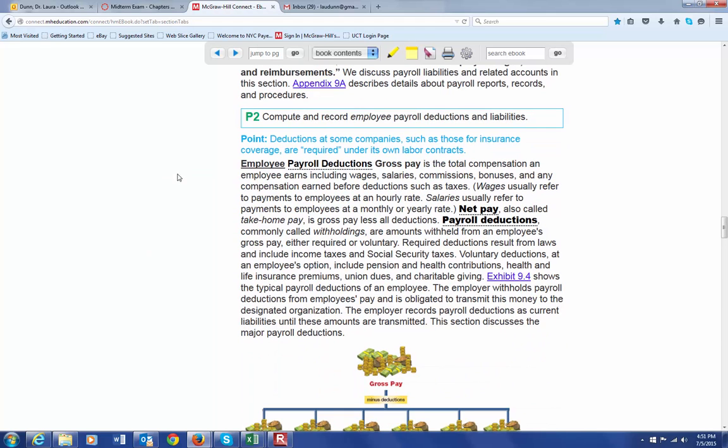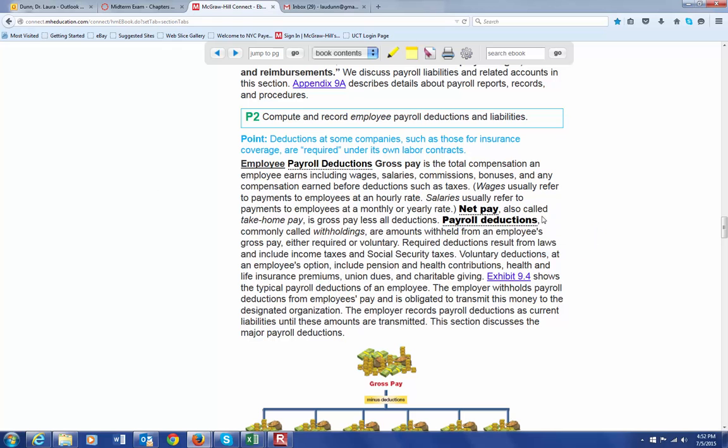Employee payroll deductions. Most of you probably work for somebody and you get a paycheck every week, and if they're doing things the way they're supposed to, they will be taking out of your paycheck the amount that has to be submitted to the government for taxes. So, gross pay is the total amount that you make. If you work 40 hours a week and make $10 an hour, your gross pay is $400. But that's not what you get in your paycheck.